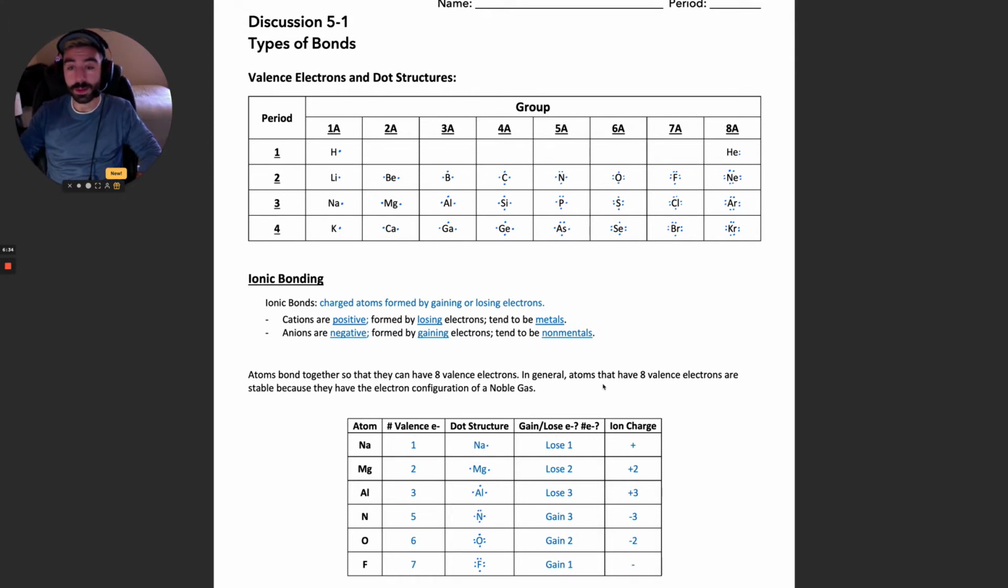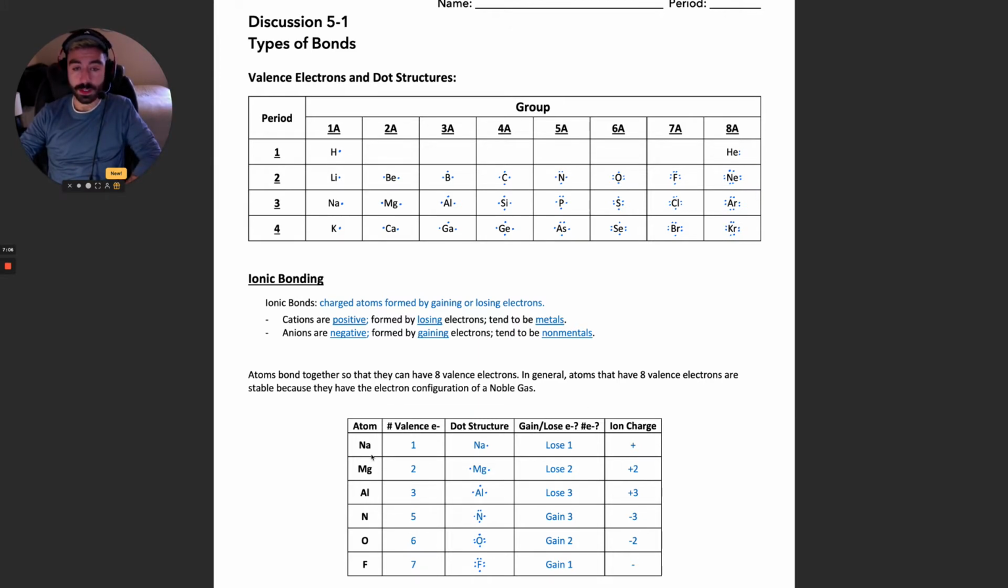So in general, atoms that have 8 valence electrons are stable because they have the electron configuration of a noble gas. So if you remember, in the past I've said that noble gases are called noble gases because they're too noble to interact with anything else. So they don't interact, they don't bond. And really, they don't need to because they have a full valence shell of electrons. Their outermost energy level is completely filled with electrons, so they have nothing left to acquire.